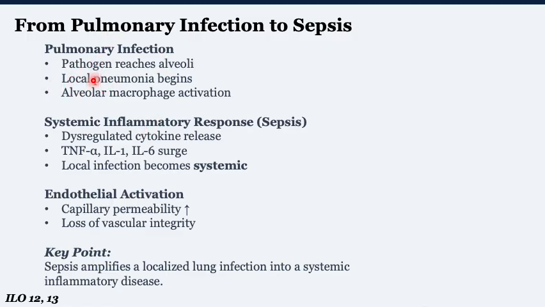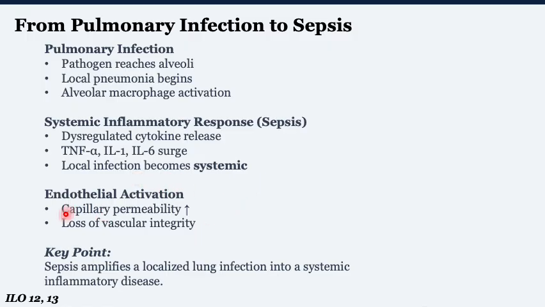In a pulmonary infection, the pathogen reaches the alveoli. A local pneumonia begins, and the alveolar macrophages activate. You have this systemic inflammatory response, sepsis. You have a dysregulation of the cytokines being released: tumor necrosis factor alpha, interleukin 1, and interleukin 6 will surge. You may have a local infection that has now become systemic.